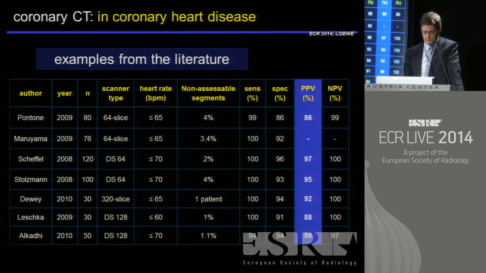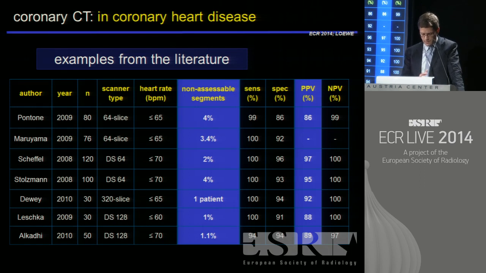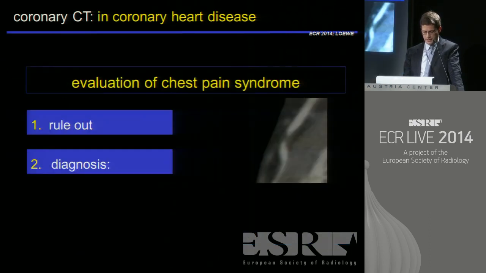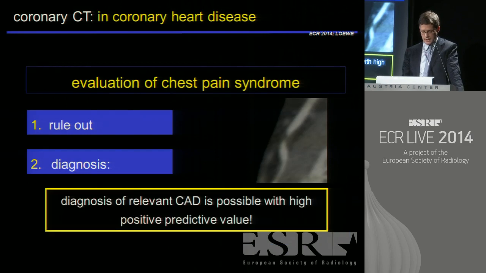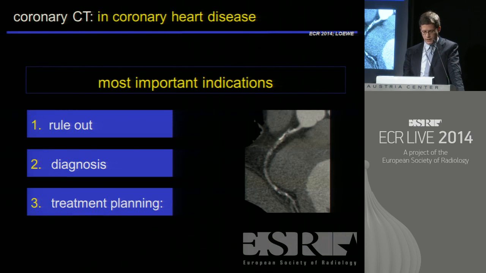In these papers, as presented before, even the positive predictive value was pretty high. Not as high as the negative predictive value, but still very good. So the diagnostic accuracy is really high, even for the detection of diseased arteries. And the good news is, in comparison to older papers, that the number of non-accessible segments becomes lower and lower with any new innovation of the scanner techniques. So we can use it for rule out, we can use it for the diagnosis with a really high negative and positive predictive value. We can use CT even for treatment planning.